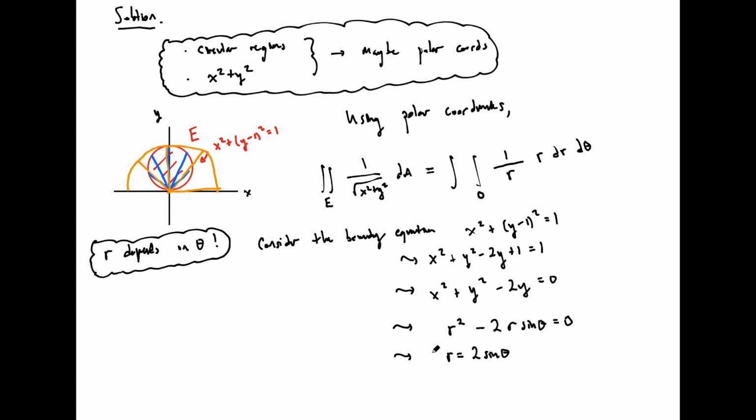There we go. This is exactly how r depends on theta. In particular, the upper bound is 2 sine theta. Now we just need the bounds for theta.